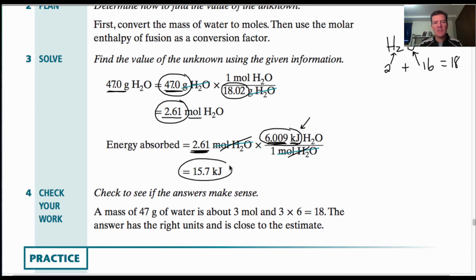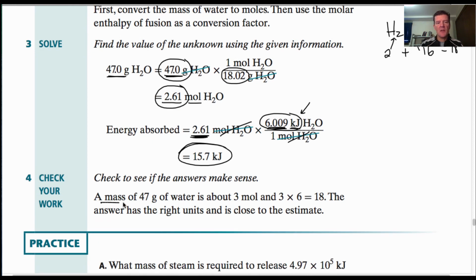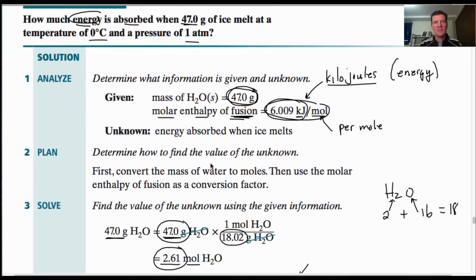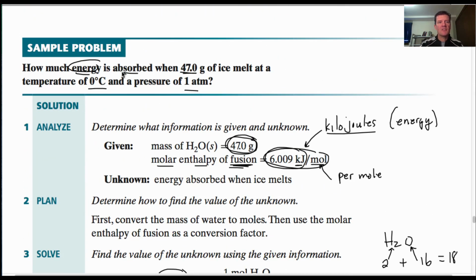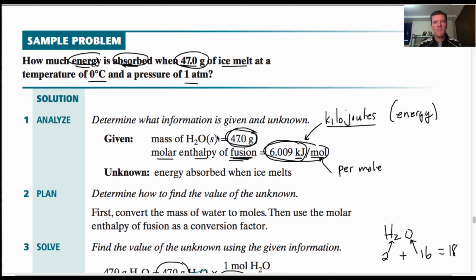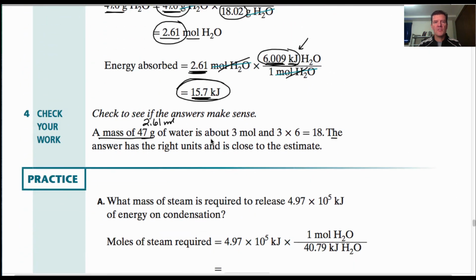And this is how much energy it's going to take for a mass of 47 grams, which was our 2.61 moles, all right? We're going to require 15.7 kilojoules as the amount of energy absorbed in order to melt that ice, that 47 grams of ice. Okay? Fusion is melting.